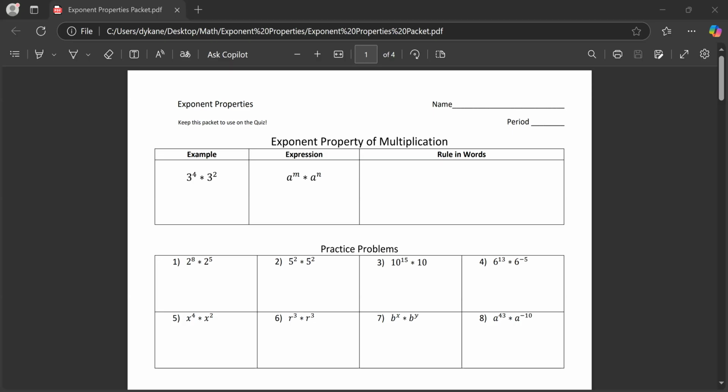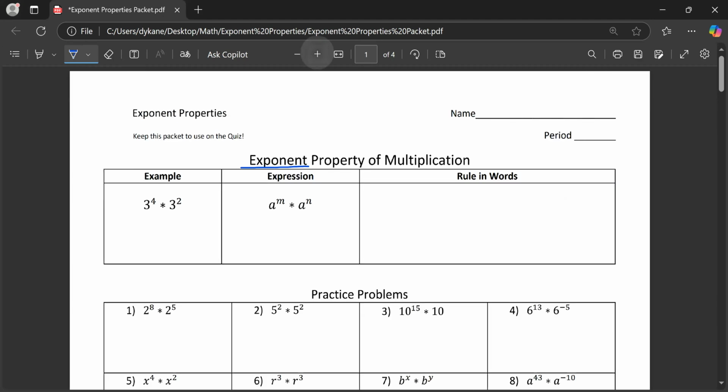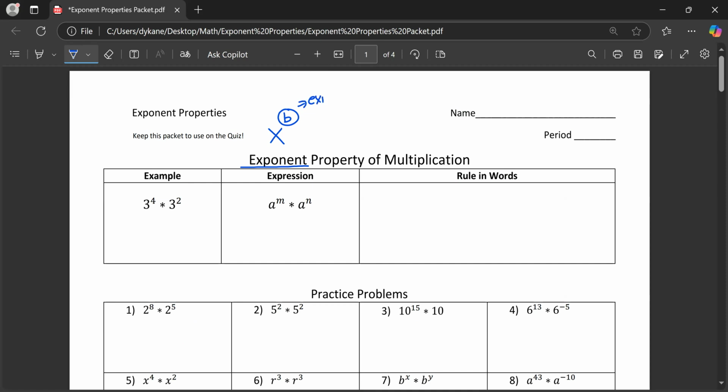All right. So we are going to learn about different properties of exponents. Before we learn about the properties of exponents, let's review what an exponent is. When we have this little number that's up above, we call that an exponent. So this is my exponent.